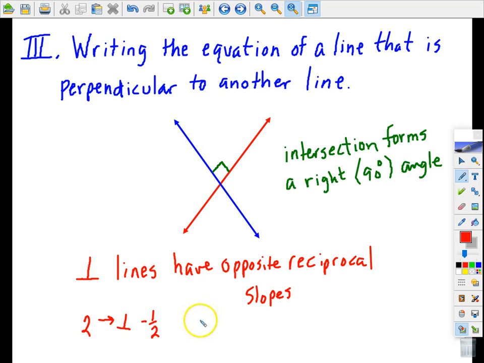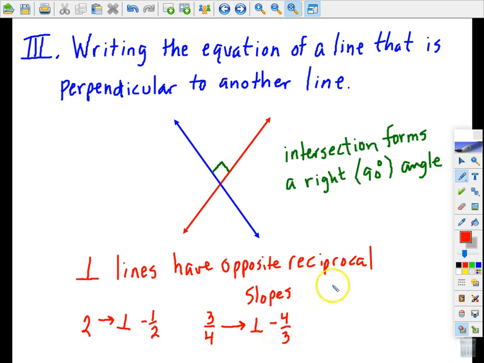All right, let's try another one. If I tell you that a line has a slope of 3/4, then if there's a line out there perpendicular to it, then it's got a slope of negative 4/3. I'm flipping and I'm changing.